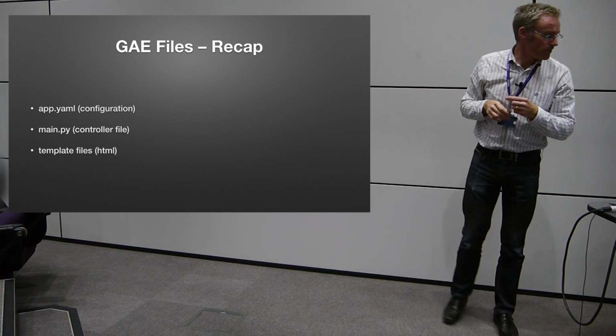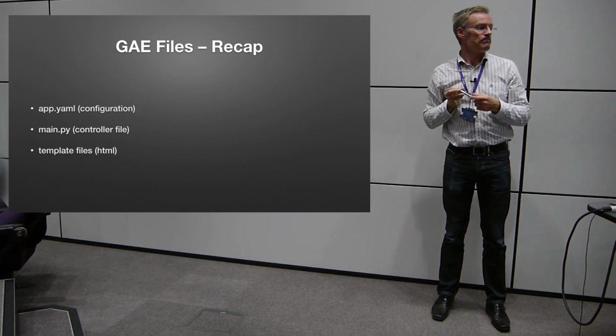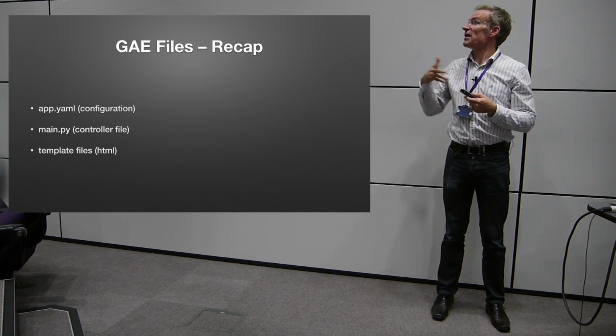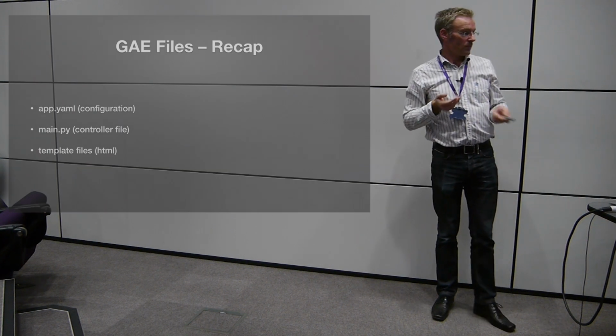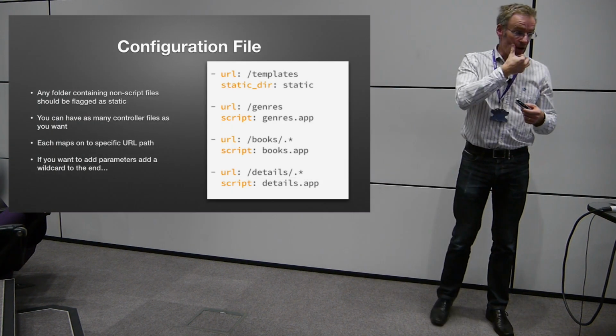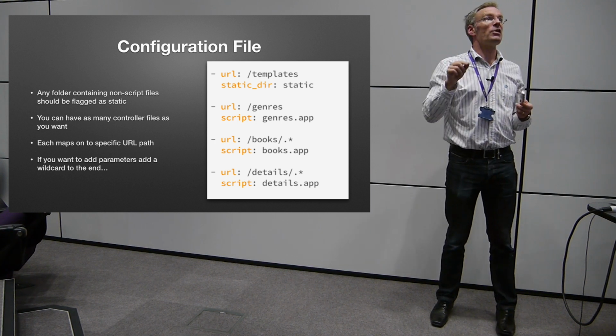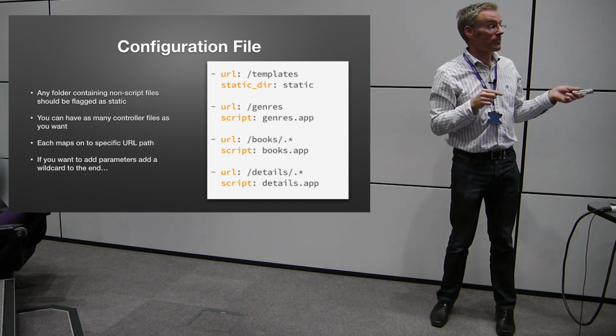So there's your 3 files. Your app.yaml is your configuration, your Python files are your controller files, and you've got your template files. What we're going to do, we can only have 1 configuration file, but we're going to point that configuration file to lots of different Python files.